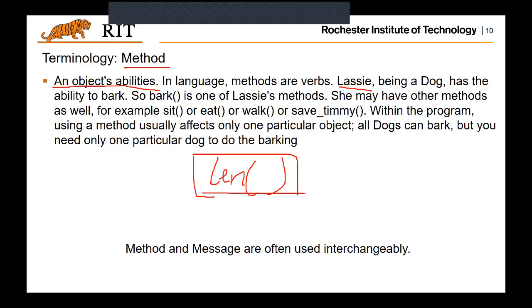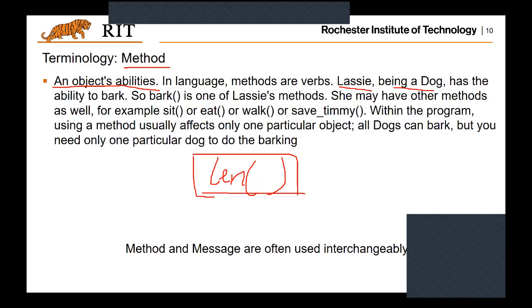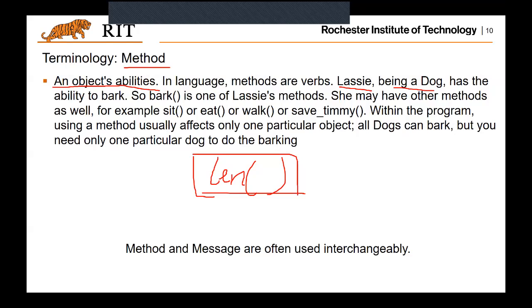So we have an instance Lacey, and she's a dog, right? Basically, she has the ability to bark, and so bark could be one of Lacey's methods or abilities. Also, she might have other methods as well, like sit, eat, walk, or save Timmy's, and so on and so forth. These are all the abilities Lacey has, or the dog class has.